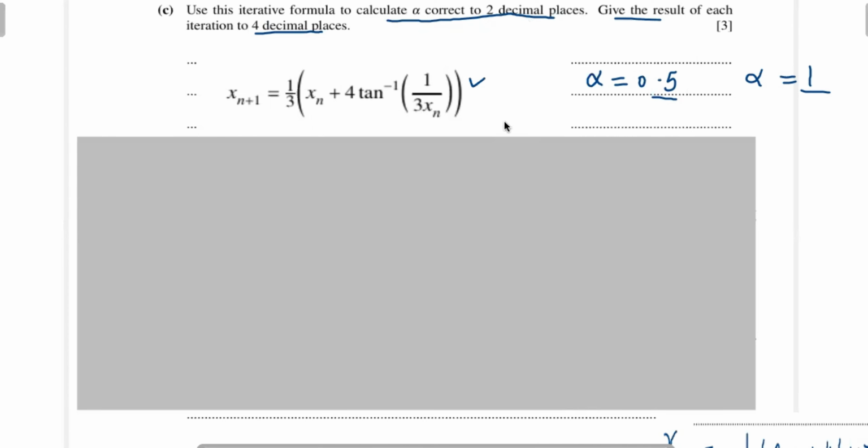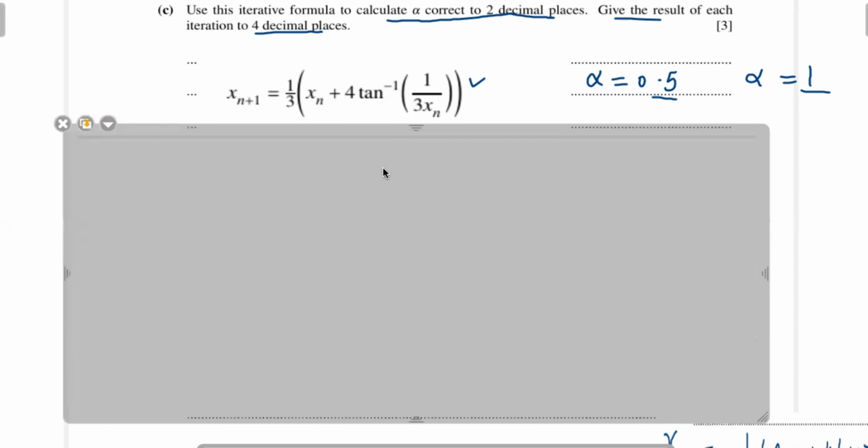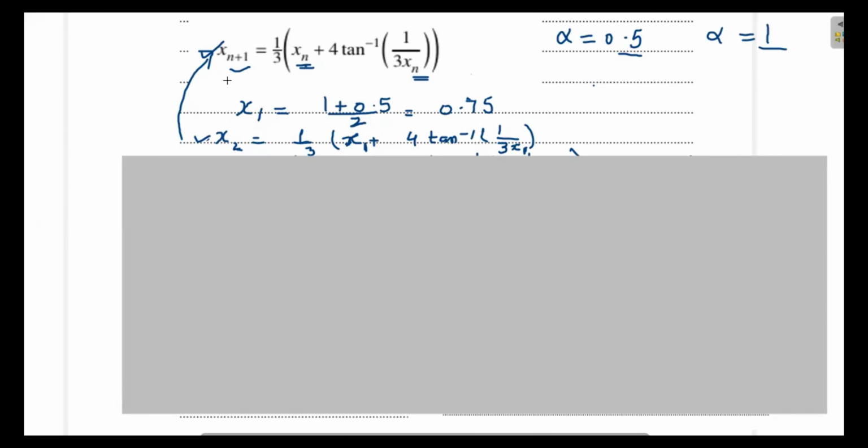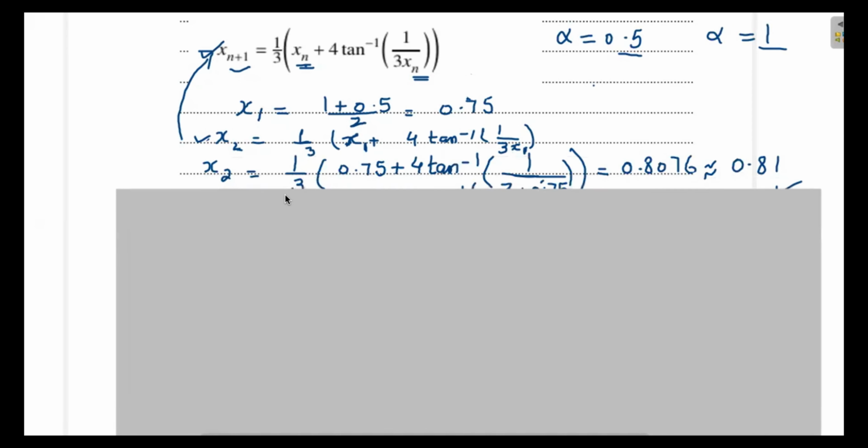Now we can take the first value, the average of 0.5 and 1. Suppose we take this value as x1, this value will be the average of 1 and 0.5, that is 0.75. Now the root lies where the value repeats itself. If we put the value in this formula we get the sequence of values, and we can find this x2 value by using this formula. Here x n plus 1 becomes x2 and x n becomes x1. Now we write this formula for x2, that will be equal to 1 over 3x1 plus 4 tan inverse 3x1. Now we put the value of x1 in this formula.